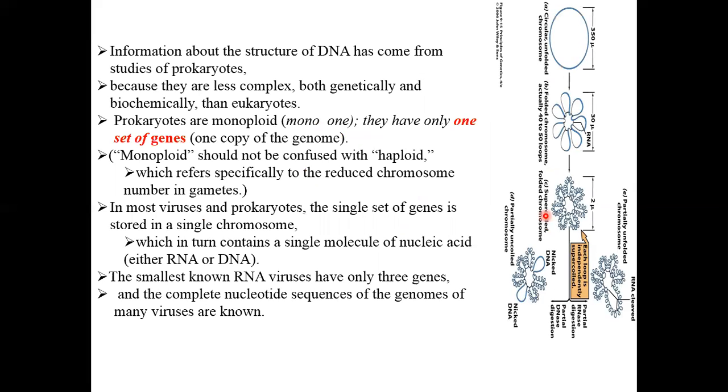Information about the structure of the DNA has come from studies of prokaryotes because they are less complex, both genetically and biochemically, than eukaryotes. Prokaryotes are monoploid. They have only one set of genes. In most viruses and prokaryotes, a single set of genes is stored in a single chromosome, which in turn contains a single molecule of nucleic acid. The smallest known RNA viruses have only three genes, and the complete nucleotide sequence of the genome of many viruses is known.